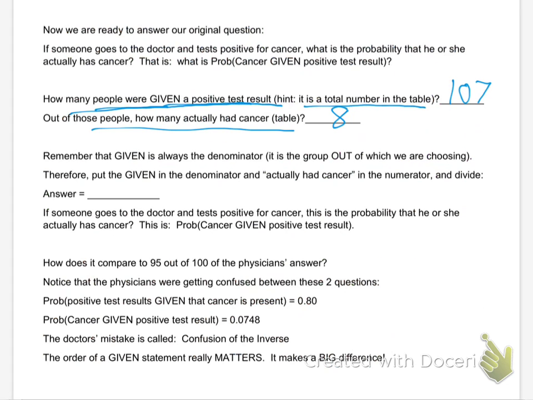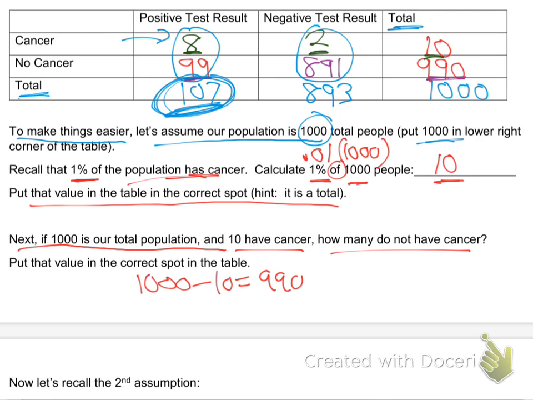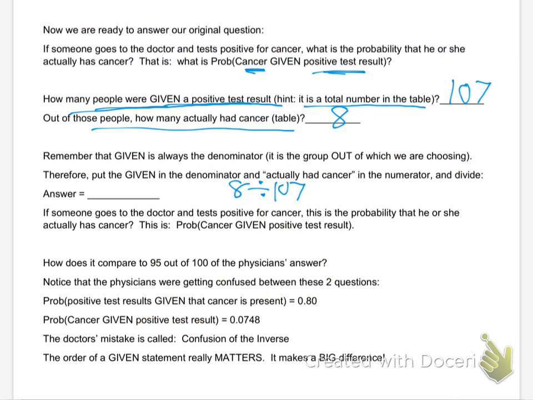8. And then that's our, if you read these words, it basically says 8 divided by 107, right? That's the chance of having cancer given you had a positive test result. 107 people got a positive test result. Out of all those, how many actually had cancer? 8. So the chance of you actually having cancer, if you get a positive test result, is 8 out of 107. So 8 divided by 107 on your calculator, I'm getting 0.0748.